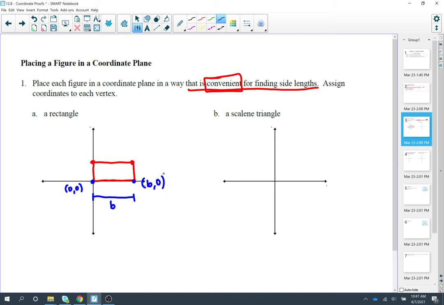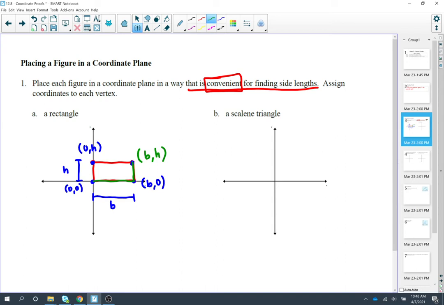Now, let's say over here that this is the height of our rectangle, which means that it goes up to 0, h. So those are its coordinates. Then the last thing we have to figure out is where this last vertex is. Remember, when you plot a point, you come over b, and then you go up h. So this point is at b, h.